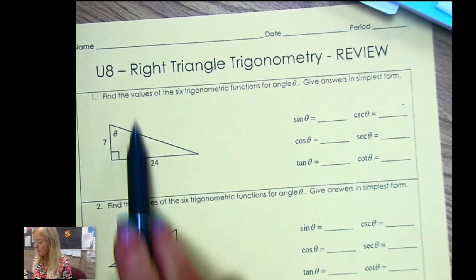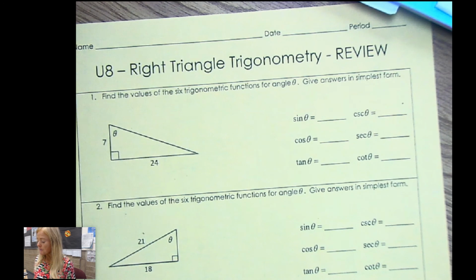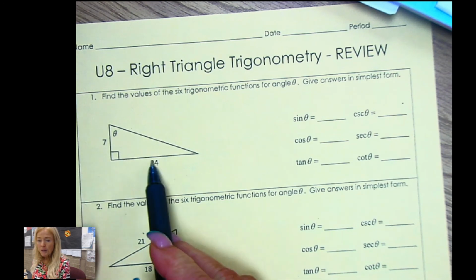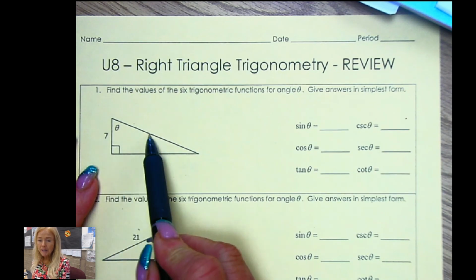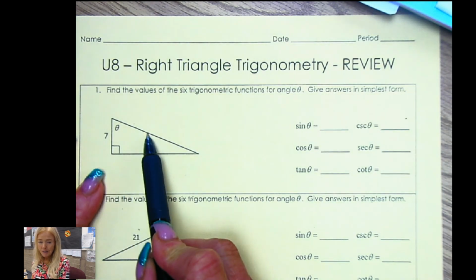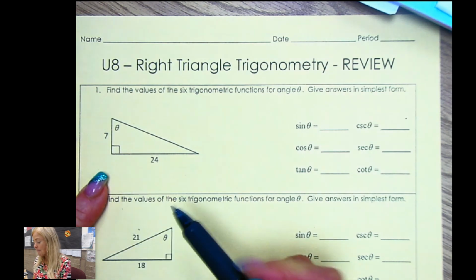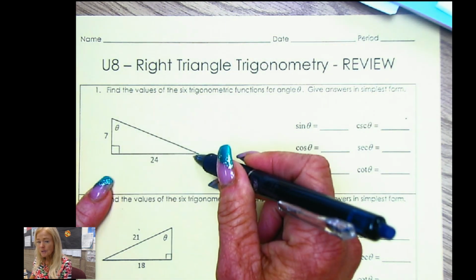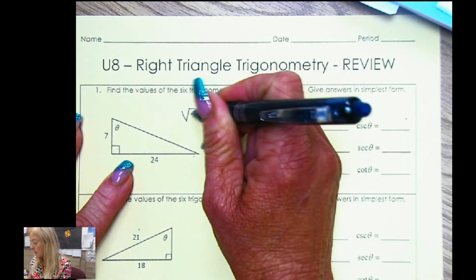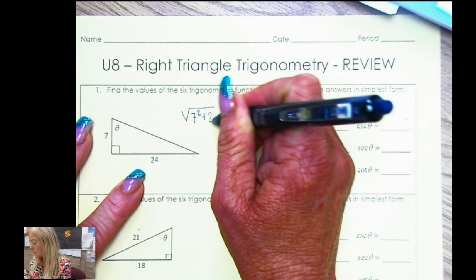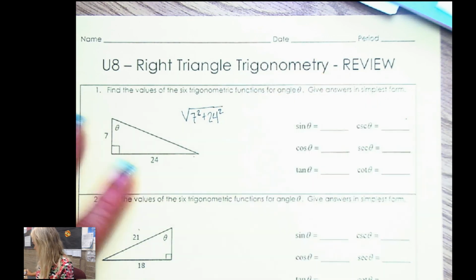All right, first question. Find the values of the 6 trig functions for angle theta. Give answers in simplest form. So what you would do here is you have a right triangle, you know 2 of the 3 sides. In order to get the third side, we have to use Pythagorean's theorem. And if it's the hypotenuse that you don't know, you only know the 2 legs, then you can just set it up as the square root of 7 squared plus 24 squared, sum of the legs squared.